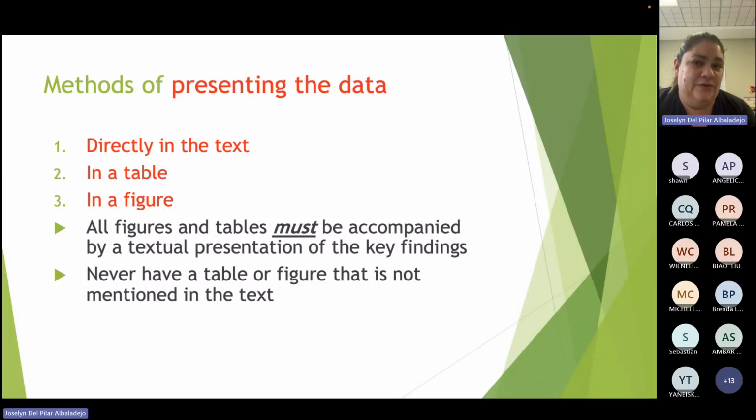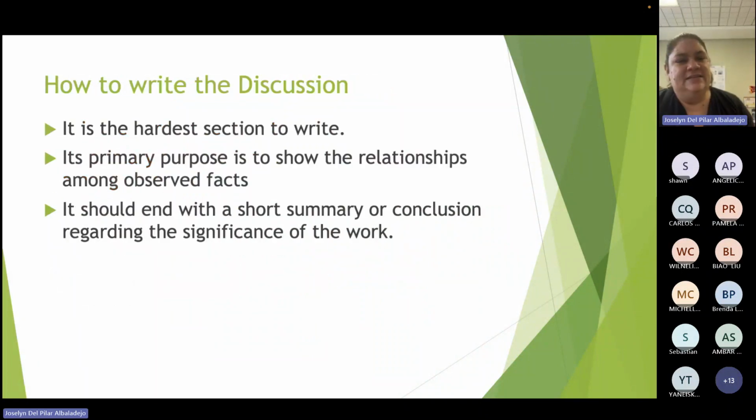So every figure that you put in your research paper should have a purpose, right? The discussion is the hardest part to write, but it's the most important part to write, right? This is where you make the argument about your observations and your interpretations. So the primary purpose of this section is to really show the relationships of the facts and interpret that for your reader. This is why I think it's happening. This is why this is changing color. This is why I think I observed this.